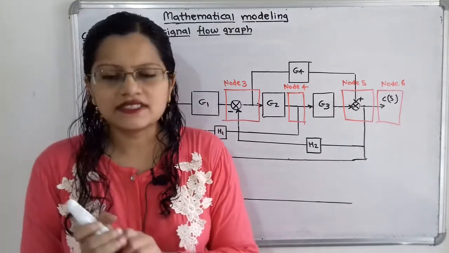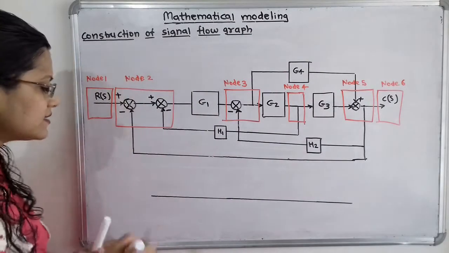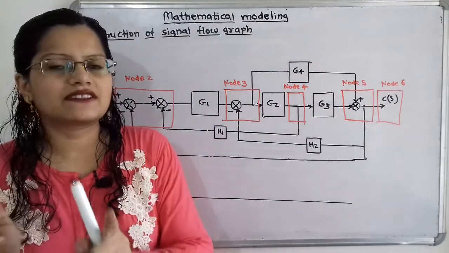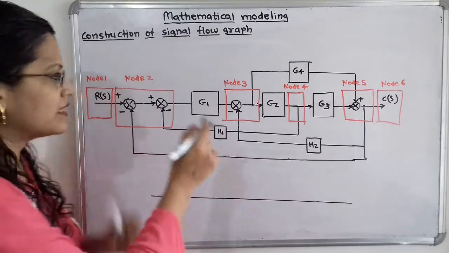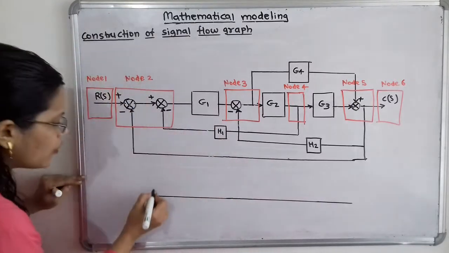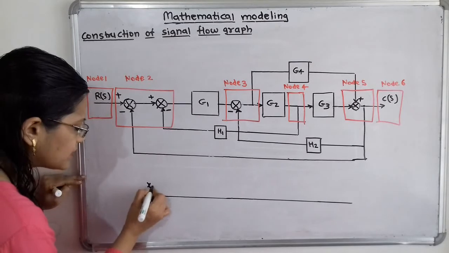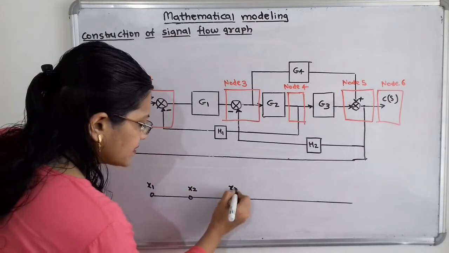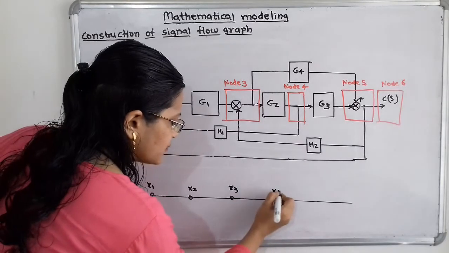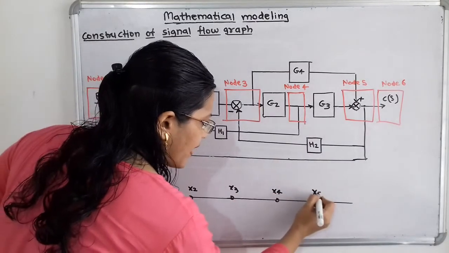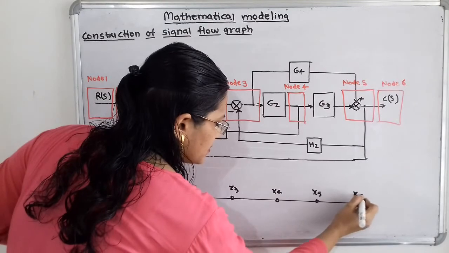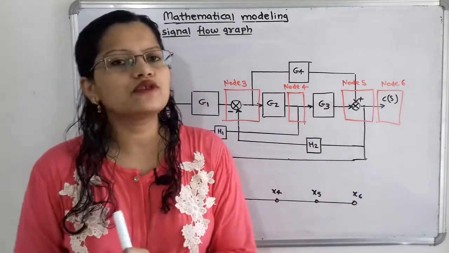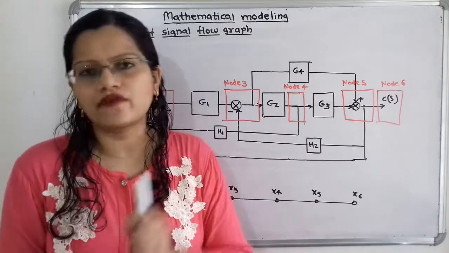So we will consider the 6 nodes, that is we will take total x1, x2, x3 up to x6, indicating these nodes. So first I will say x1, then second x2, then third x3, fourth x4, fifth x5, and last one is nothing but x6. So these are the nodes. Now we have to join these nodes with forward path.